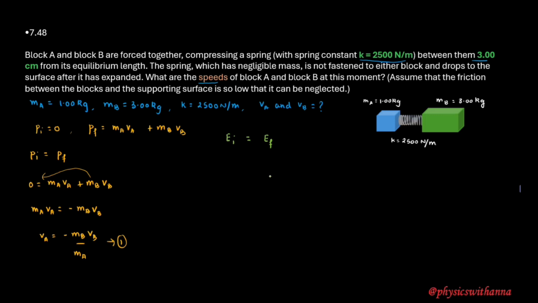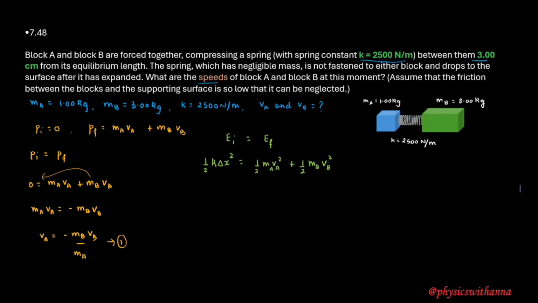So E initial is nothing but the potential energy of the spring as it is being compressed, which we can write as half K delta X squared. This is the only energy present in the beginning as the two blocks are at rest and only the spring is being compressed. Final mechanical energy, on the other hand, will be the sum of kinetic energy of the two blocks, which we can write as half mVA squared for block A plus half mVB squared for block B. Since the spring comes back to its equilibrium position, there is no spring potential energy at this point.